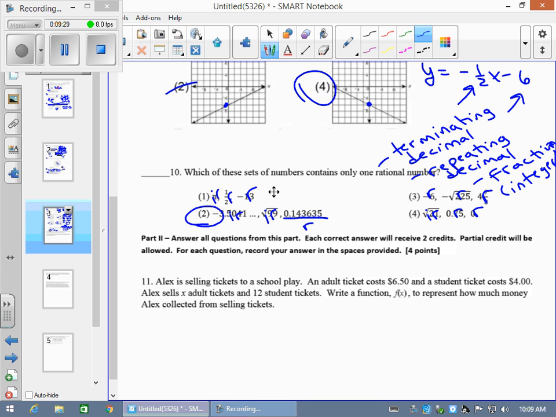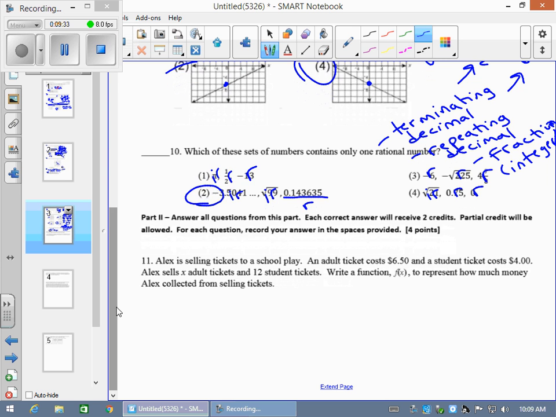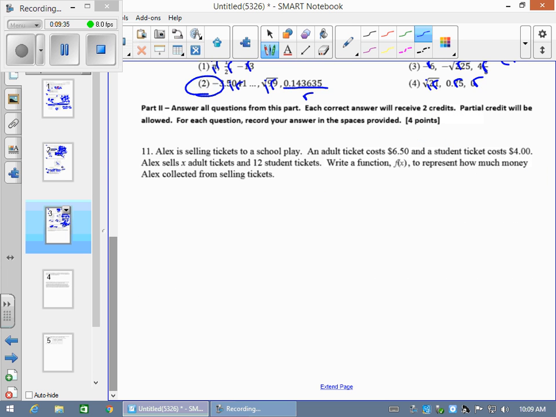Looking at question 11, you want to write a function f of x to represent how much money Alex collected. So I'm going to start with f of x equals. I know adult tickets cost $6.50, student tickets cost $4. X adult tickets and 12 student tickets. So if I know I sell X adult tickets and adult tickets cost $6.50, I'm going to do 6.50 times X, the number of adult tickets.